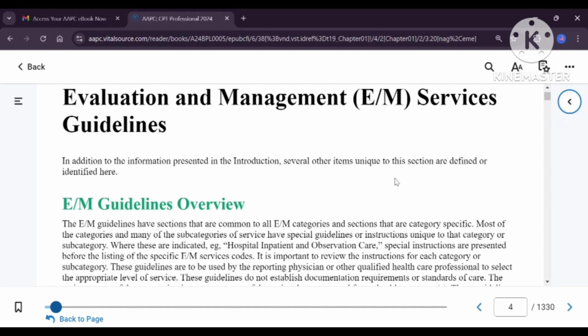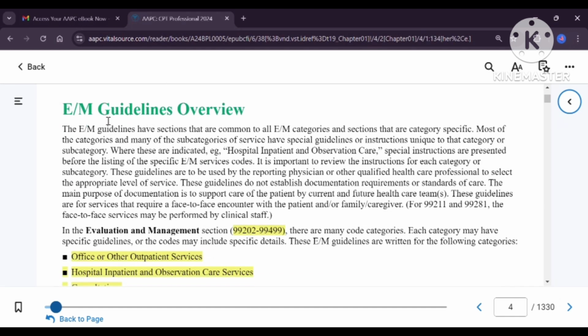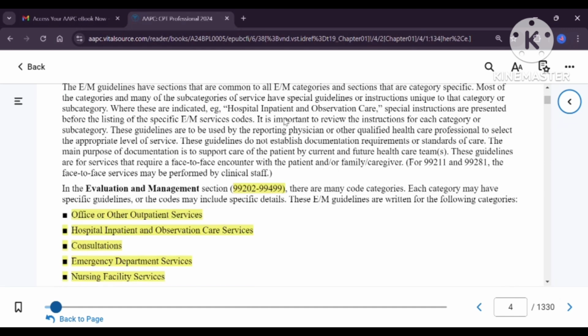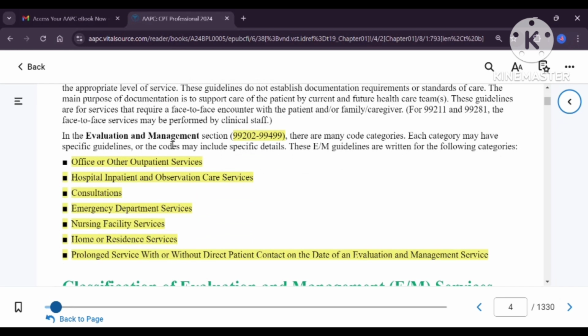So in our CPT book, we can specifically see the ENM service guidelines topic. Under that, you can go down and check this ENM guidelines overview. Under that, in the second paragraph, you can see the different categories of ENM chapters or the ENM subheadings, and ENM codes will be only from 99202 to 99499.